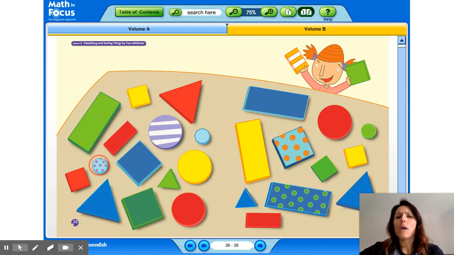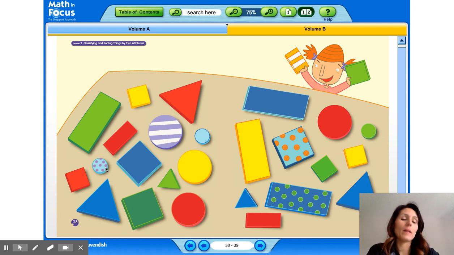No. Why not? Why does this not work? Right, because it does have polka dots, but it's not a big shape. So when you're looking at shapes and trying to find things, you have to make sure they have both things. Remember, again, it's a little trickier because we're looking at two things and not just one anymore.